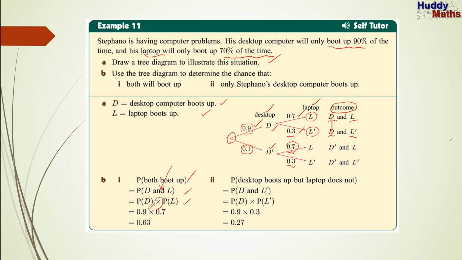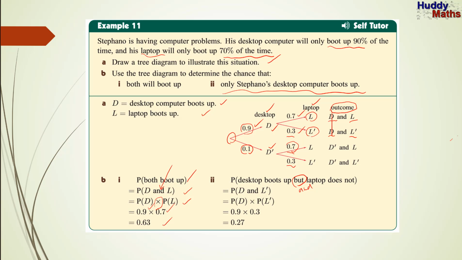So it's 0.9 by 0.7, which is 0.63. Okay, what about if only the desktop boots up? What does that mean? Let's analyse it. Desktop boots up, but laptop does not. I wouldn't put "but", I would put "and". Desktop boots up and the laptop does not.